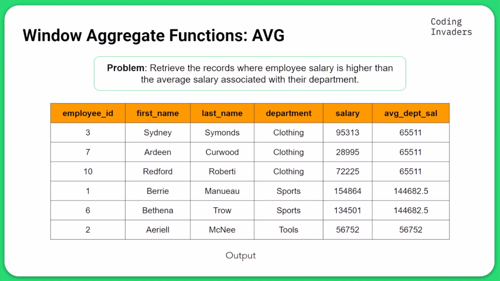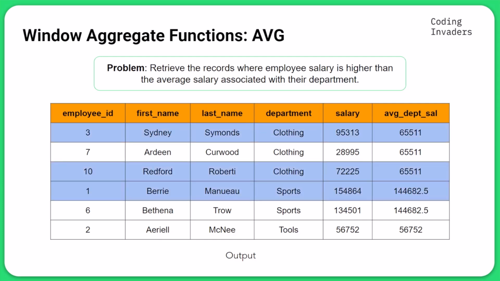Great. But we are not yet done. According to the problem, we want to filter the records that have employee salary greater than the average department salary that is associated with the department. So only a few rows should appear. Only these rows where the employee salary is more than the average department salary, those should come in the output. For example, the rows that are highlighted here in blue.